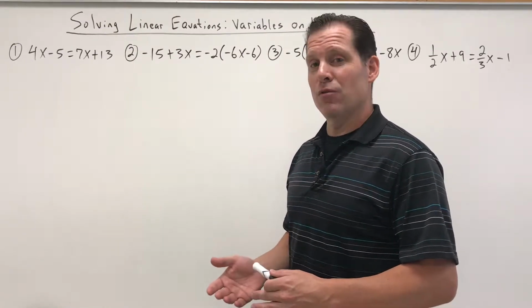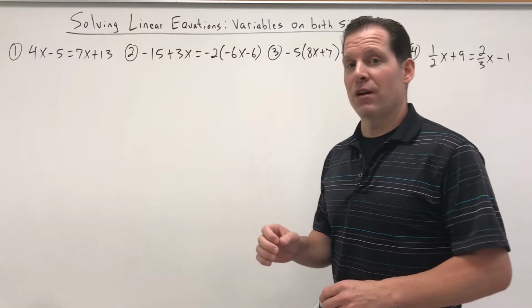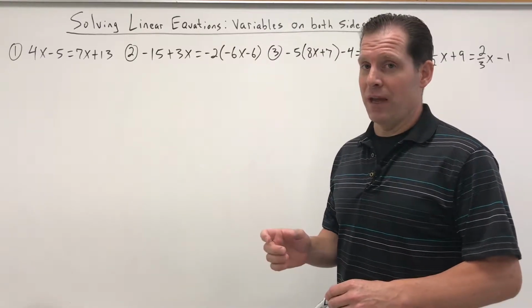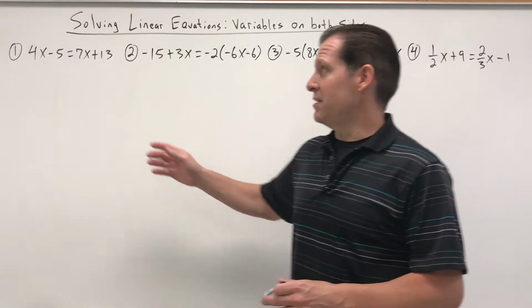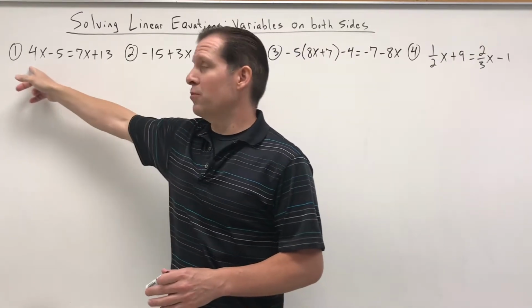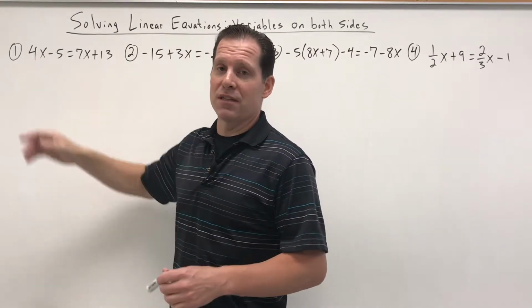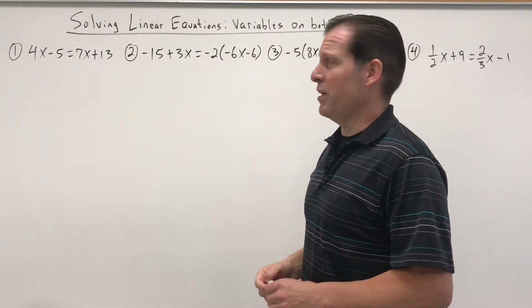I typically like to move the variable first to get that to one side. Most students like to put the variable on the left side for some reason. They're more comfortable with that. It really doesn't matter. You can move the variable over to the right side. In some cases, if you move it over to the right side, it keeps the x positive. If you move it over this way, it's going to make it a negative. It really doesn't make a difference. I'll put it on the left side for now because a lot of students, again, are comfortable with that.